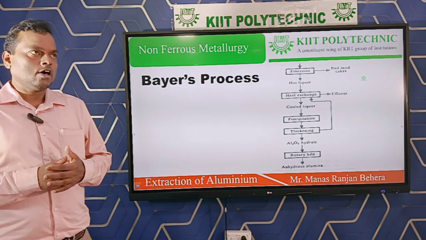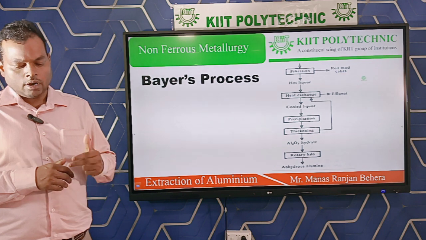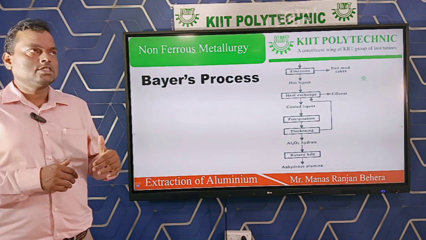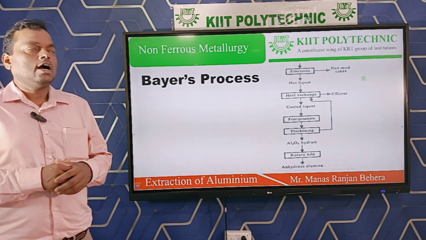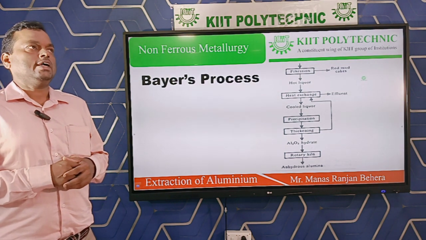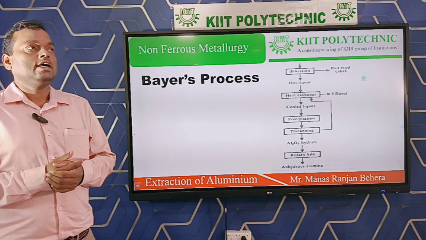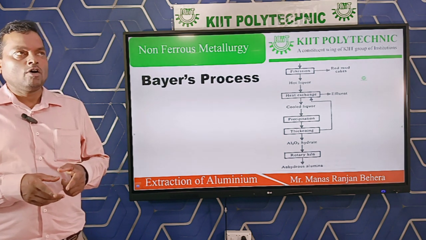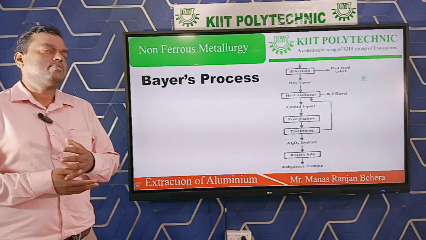Why is it called three layer? Because this process consists of three layers: bottom layer, middle layer and top layer. The middle layer consists of the electrolyte which has a density of 2.8, the top layer consists of impure metal which has a density of 2.3, and the bottom layer consists of copper and aluminum alloy which is heavier, with a density of 4.5.